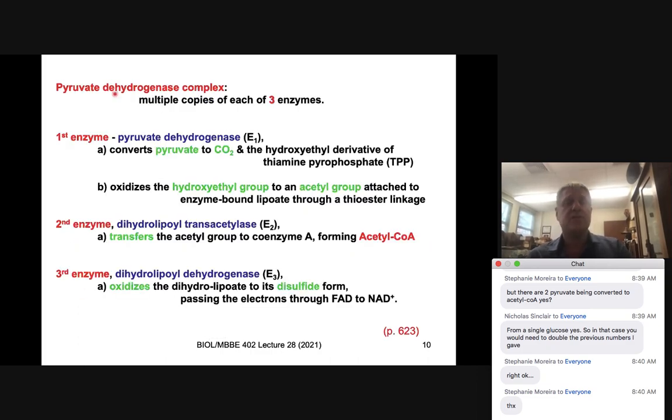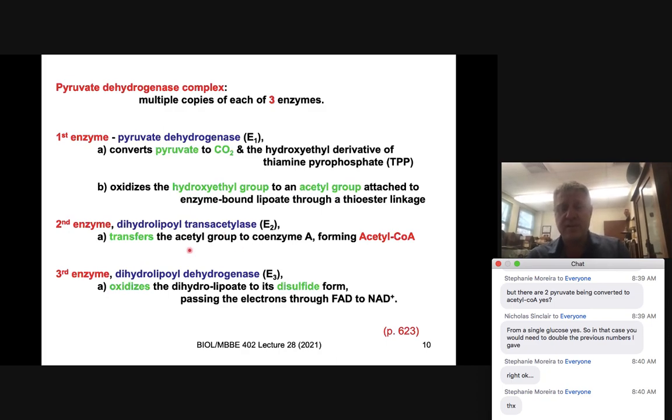So the pyruvate dehydrogenase complex has 3 enzymes. The first enzyme converts the pyruvate to carbon dioxide, and it uses a hydroxyethyl derivative of the thiamine pyrophosphate to do this. Basically, what we see here is an oxidation of a hydroxyethyl group to form an acetyl group. That acetyl group is then handed to the other enzyme using a bound lipoamide arm that transfers the chemical functionality of the acetyl group to the next enzyme.